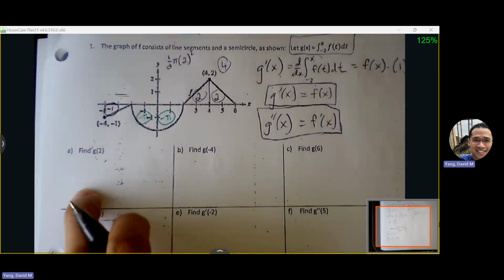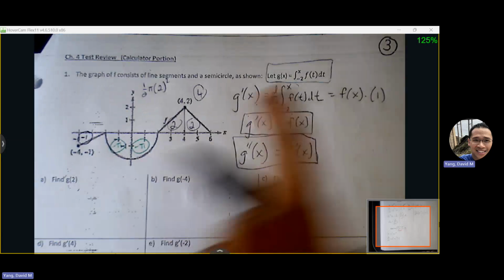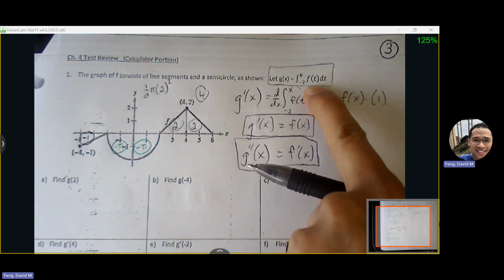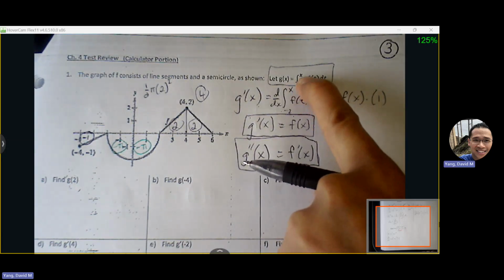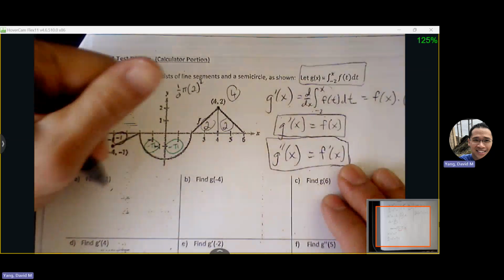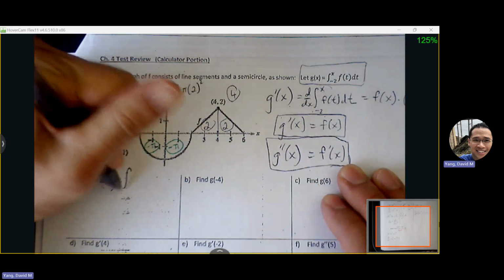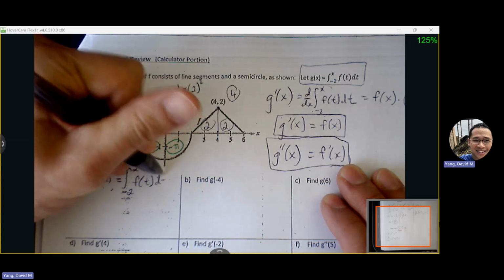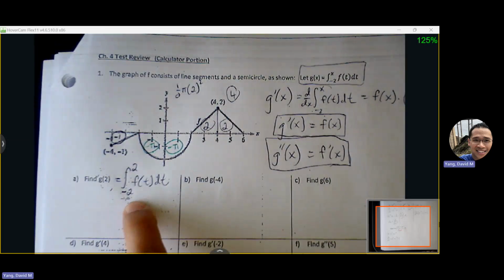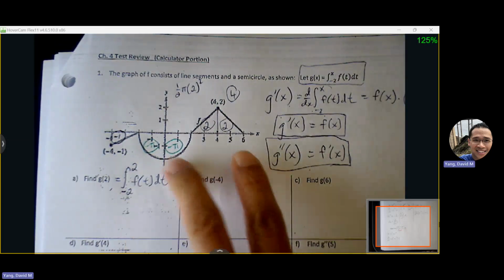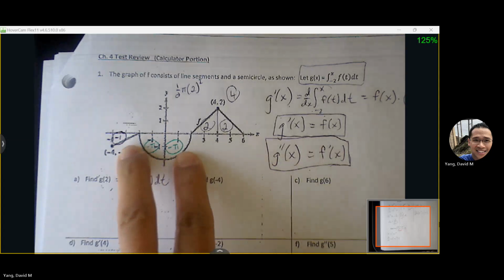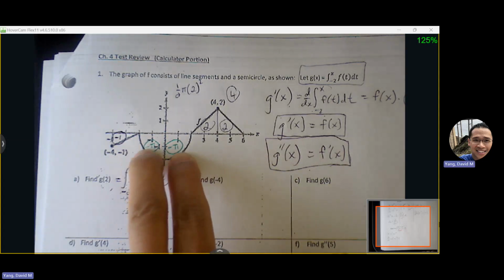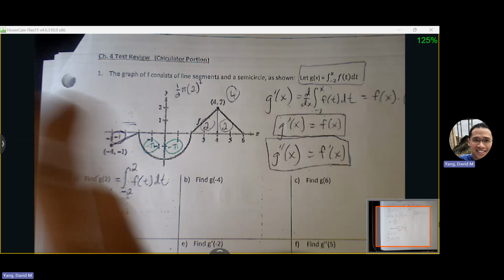All right, so part A, find g of 2. So g of 2, let's look at what the definition says. The definition says g of 2 means replacing the upper bound with 2. So definite integral from -2 to 2 of f of t dt. So then we're going to add up the regions that we see from -2 to 2. So just this semicircle, right? So -2 pi.